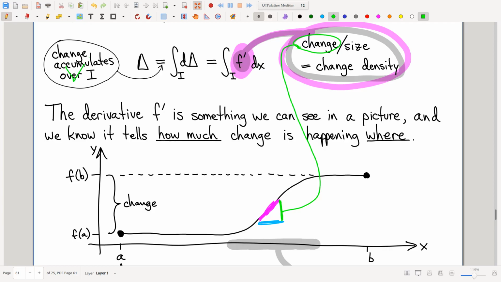How much of our accumulating quantity do we have, in other words? That numerator is a kind of stuff, if you're willing to think of it that way. And the run here, well, that is, of course, the size of that little subinterval. So this is stuff per unit size. That is what density is. I'm going to propose that for our purposes right now, you should think of the derivative not as a slope, and not as a speed or velocity or anything like that. Think of it as a density.